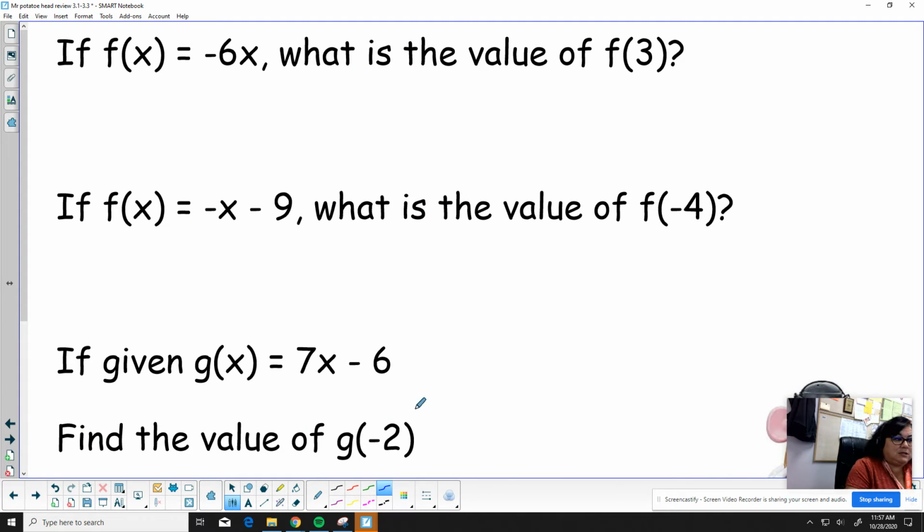Okay, this is function notation. So what we're doing here is we're taking this 3 and we are going to plug it in place of x right there.